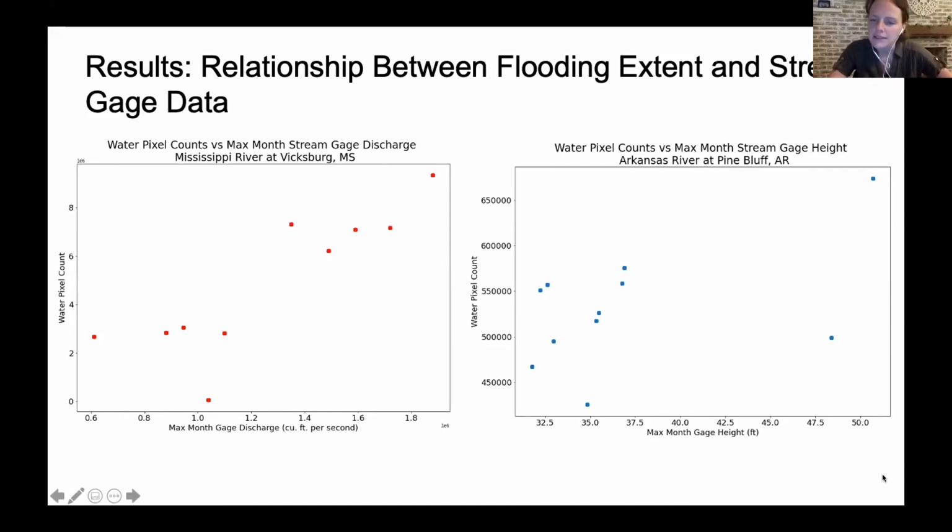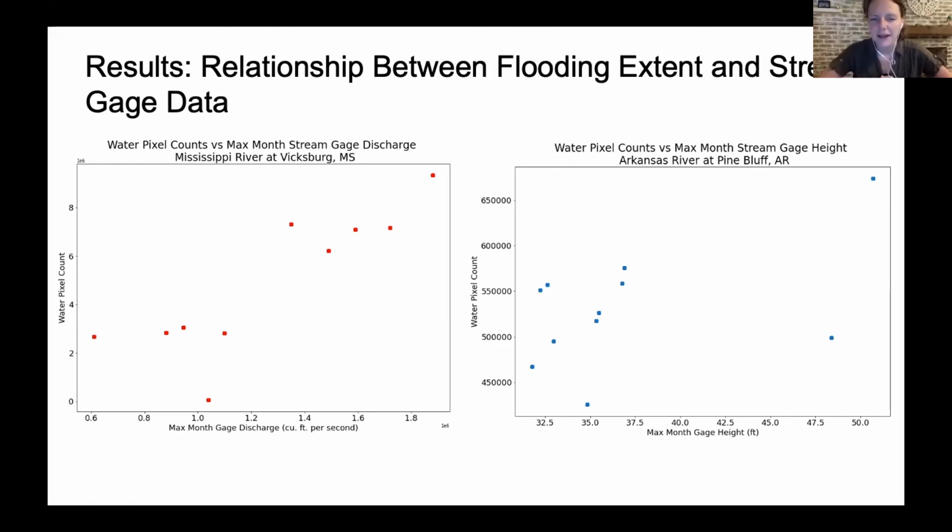And on the right-hand side, with the blue dots, we're seeing the Arkansas River at Pine Bluff site. This is water pixel count versus the max month gauge height data. Again, that's the only data that was available for this particular site and the USGS site.